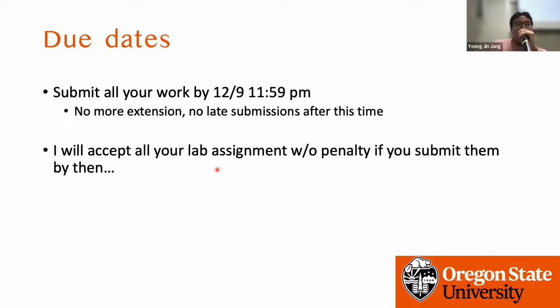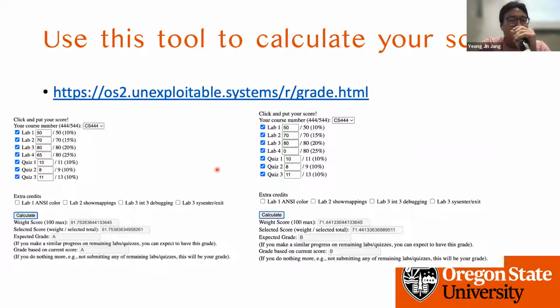If you're curious about your potential letter grade, I prepared a not-that-great UI, but a website that you can connect to and put in your raw score. Then you can get the weighted score and the average grade. For demonstration, I put 50, 70, 80 for lab 3 and 65 for lab 4, and around 90% on the quiz, and then you can get an A.